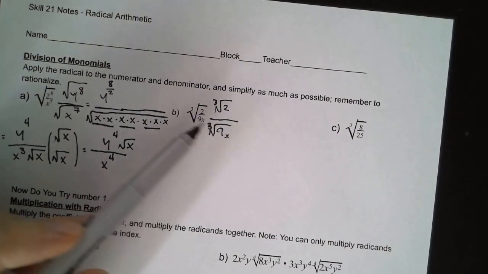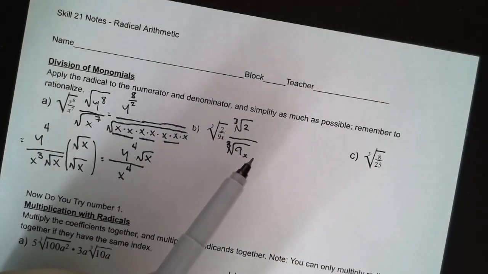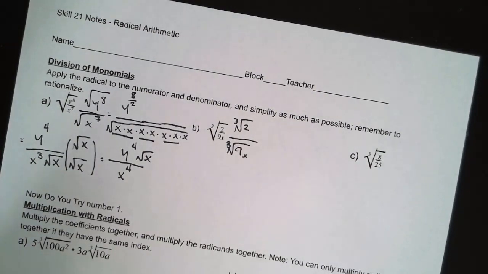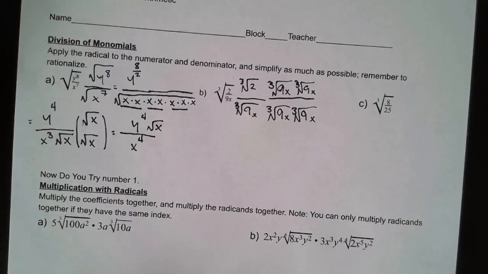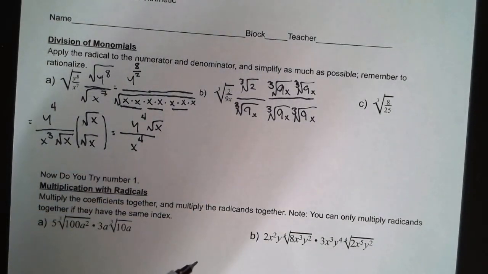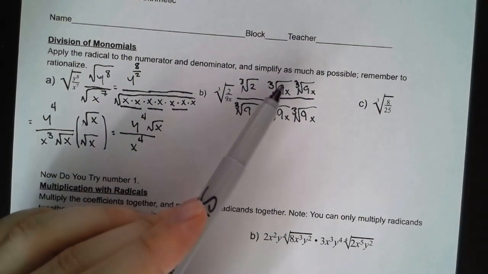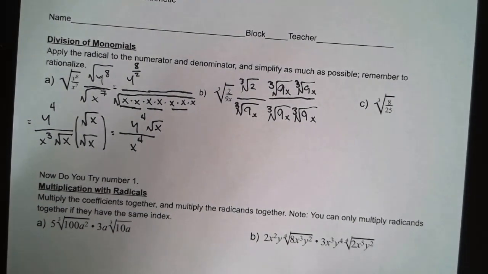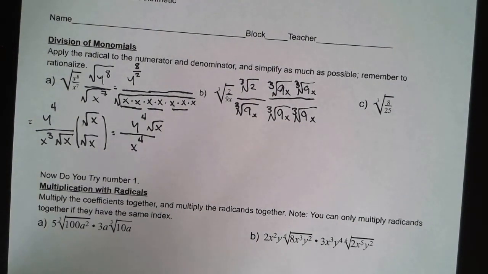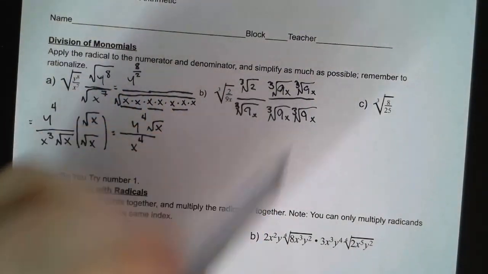To get rid of this cube root in the denominator, we need to multiply not by 1 more cube root 9x, but 2 more cube root 9x's. So because we have a cube root this time, we need to multiply 3 of these together in order to get rid of the radical in the denominator. So if I do multiply by 2 more on the bottom, I need to multiply by 2 on the top. So when you are multiplying these radicals, and we're going to talk more about this down here, as long as they have the same index, we can multiply everything underneath the radical together.